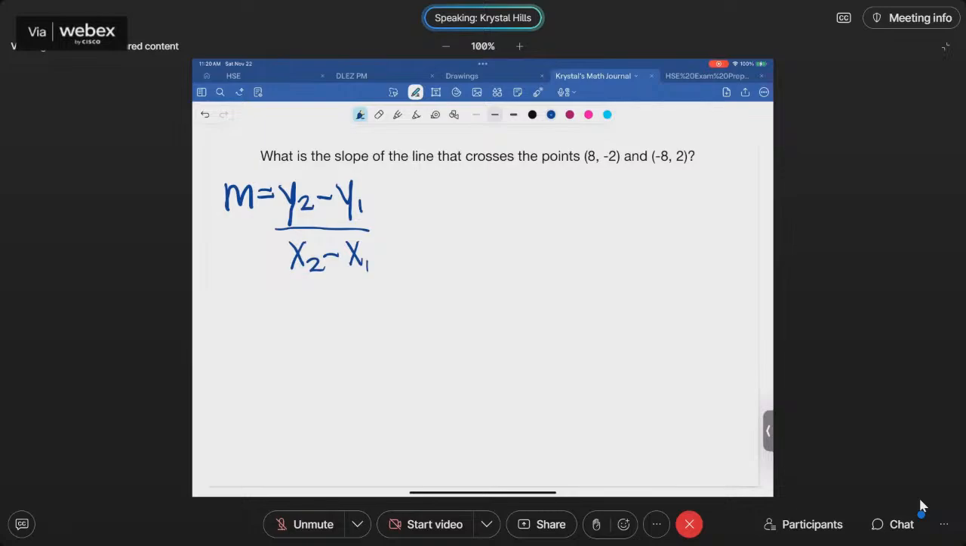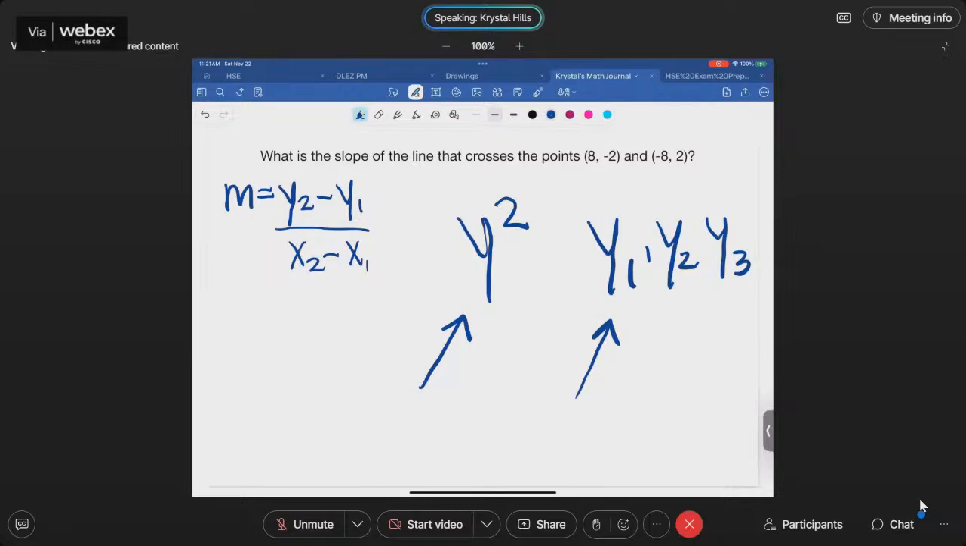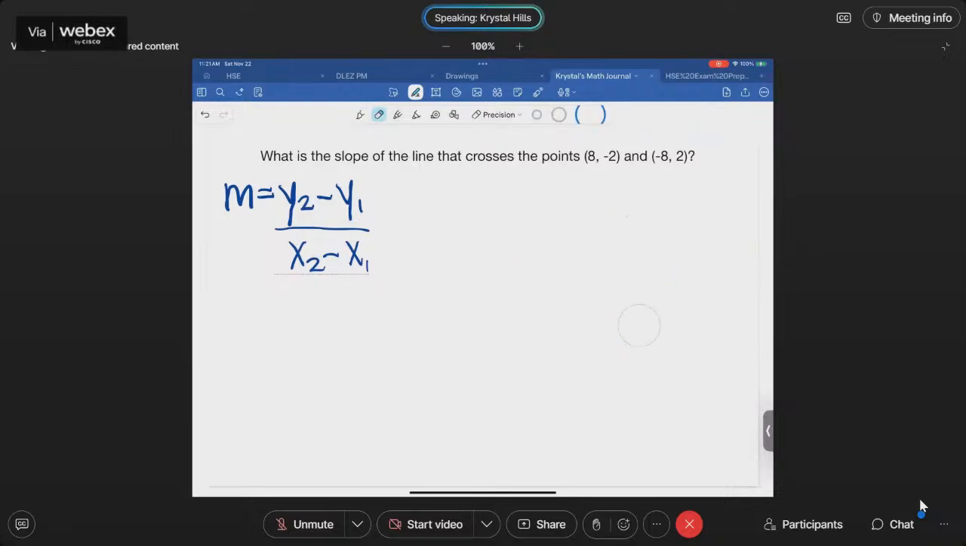And just in case, I've had some students in the past, this is y squared. This is y1. This is squaring. This is when you have a set. So if I have 1y, 2y's, 3y's, that's what that is. This is a subscript and this is a superscript. So this is not squaring. We're just saying our first y and our second y. So our second y minus our first y divided by our second x minus our first x. I'll let you guys work this out. When you have the answer, put it in the chat.